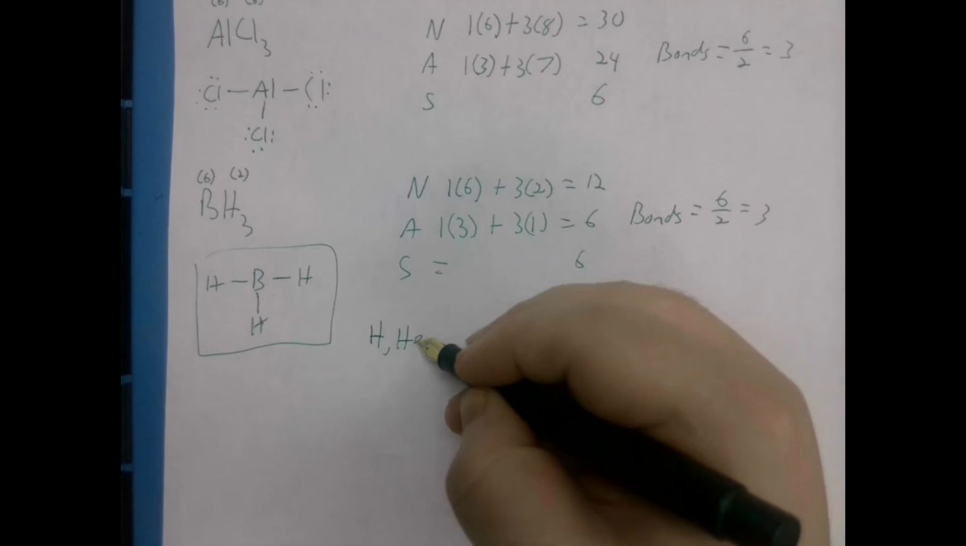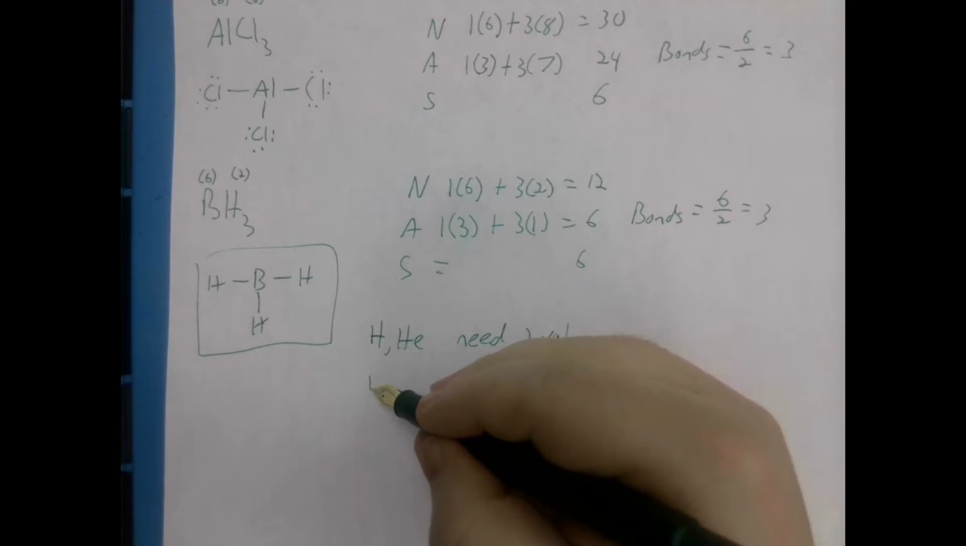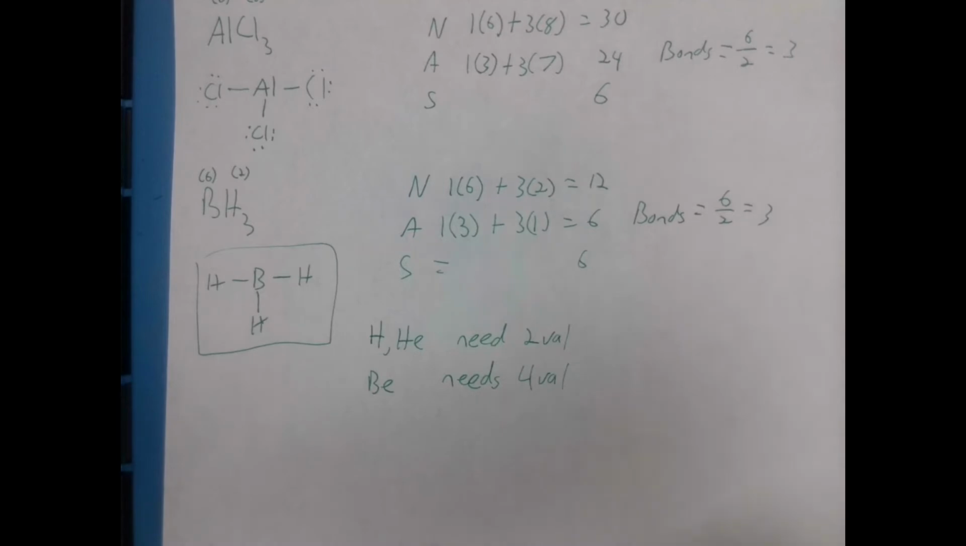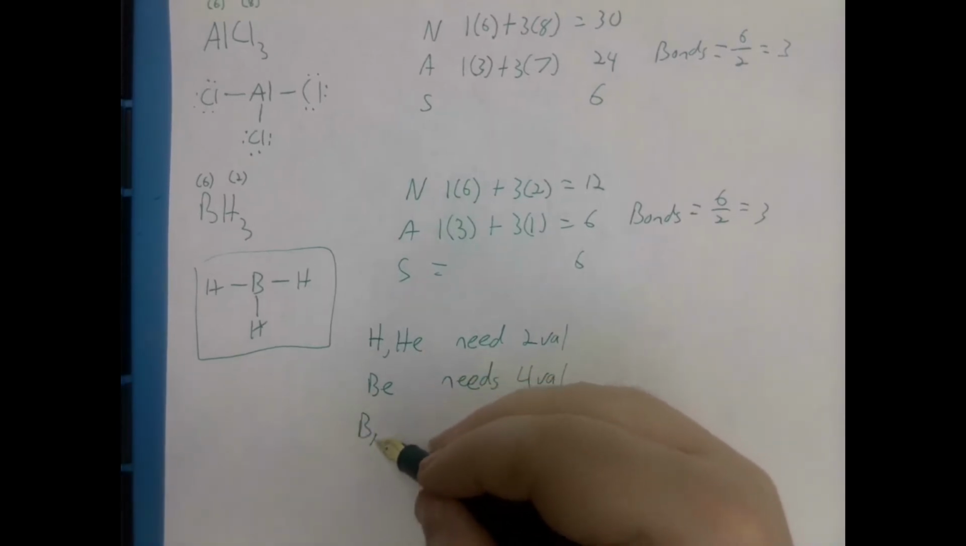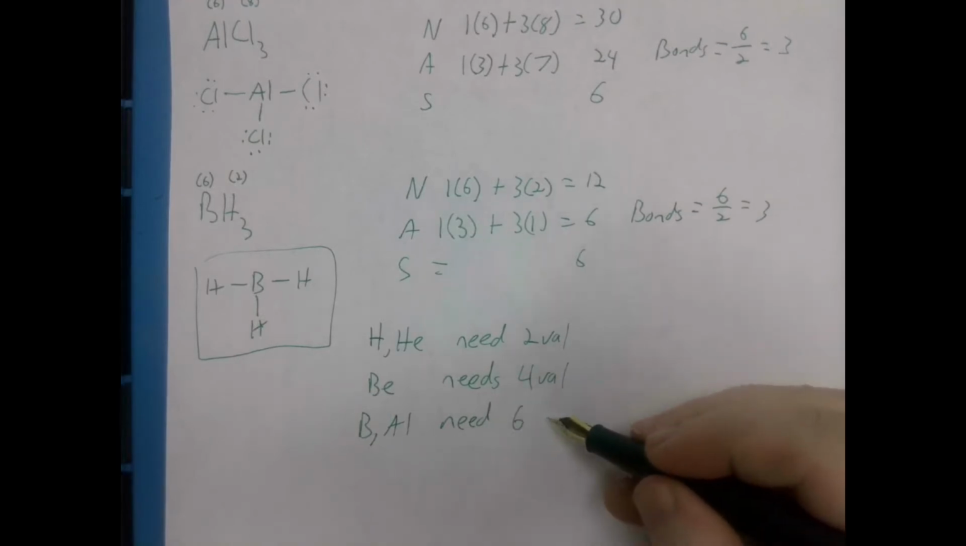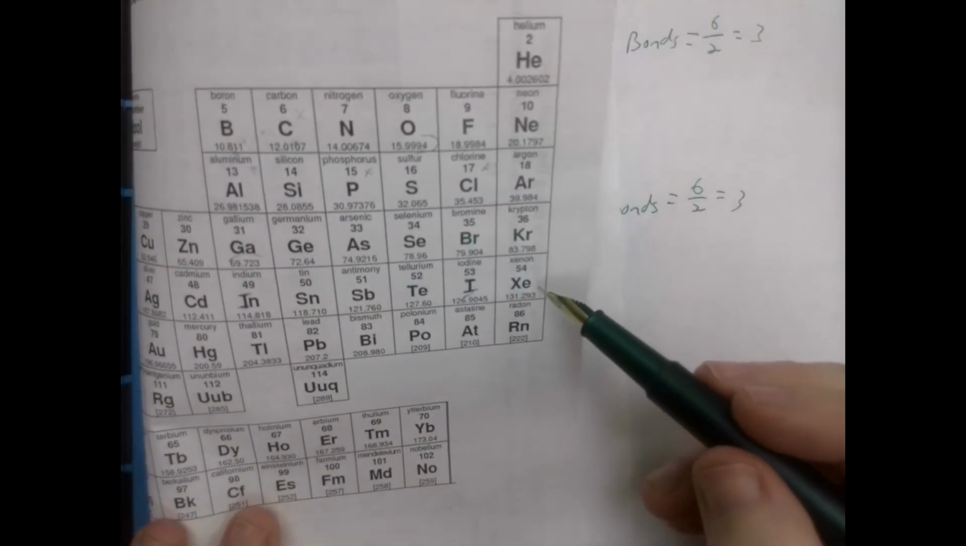So you just really need to, if you're doing this method, remember hydrogen and helium need 2 valence. Beryllium needs 4. And boron and aluminum need 6. Everything else needs 8. And we'll never use helium. Noble gases normally don't react. We have seen some noble gases in the formula, particularly xenon. Why do we see xenon reacting, even though it's a noble gas?